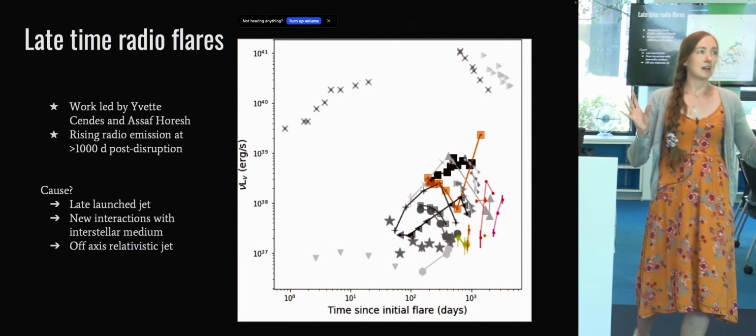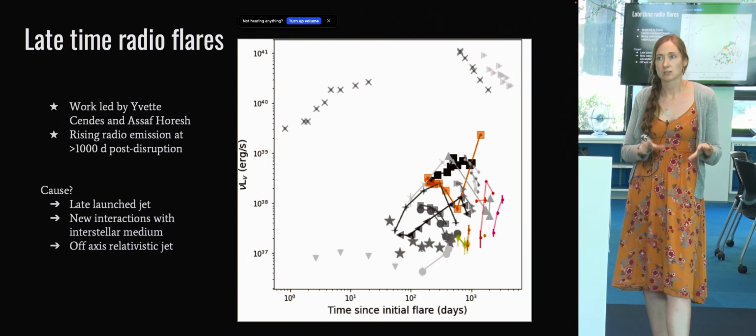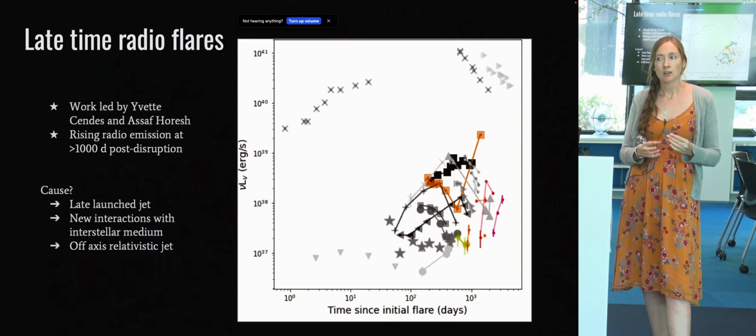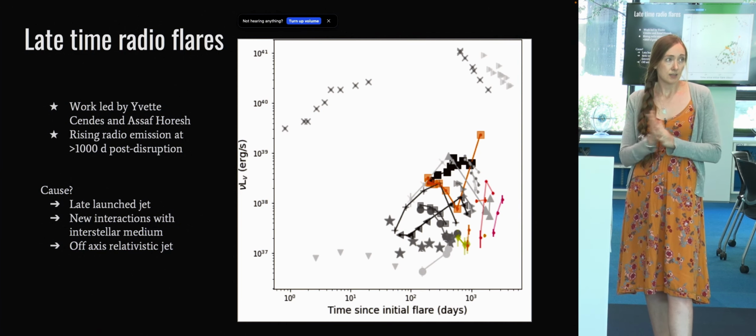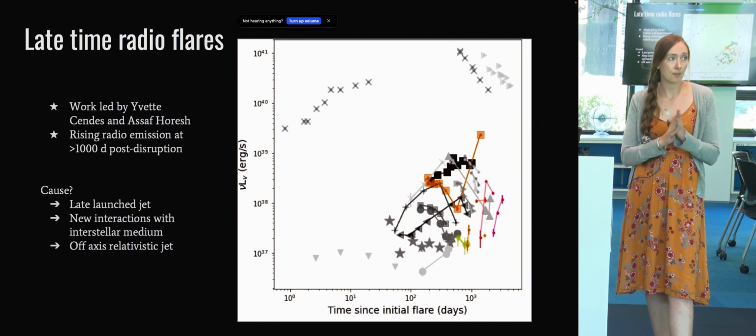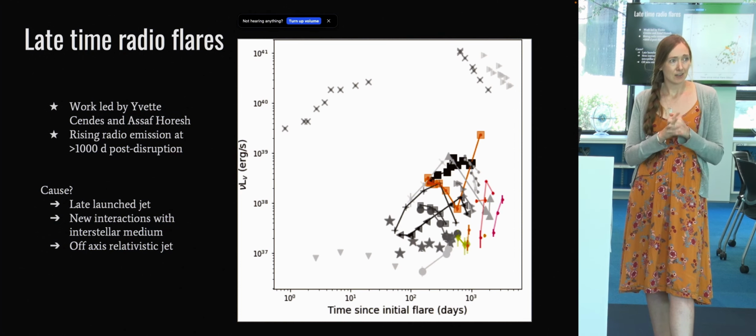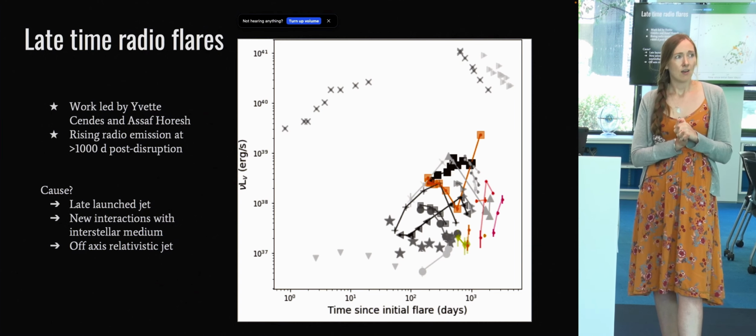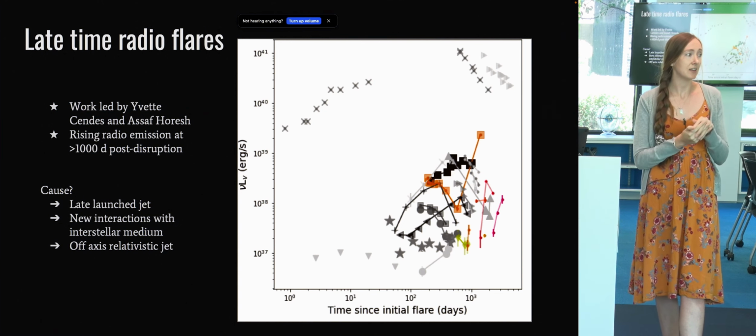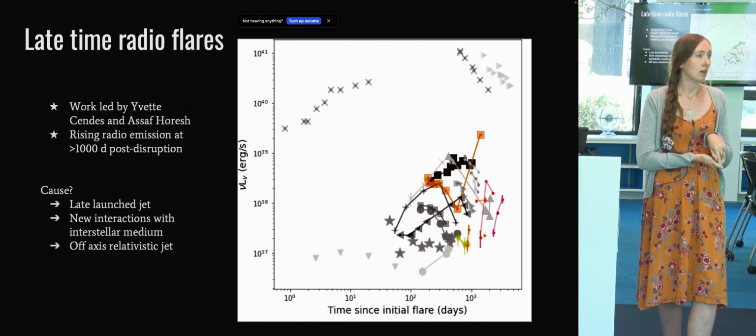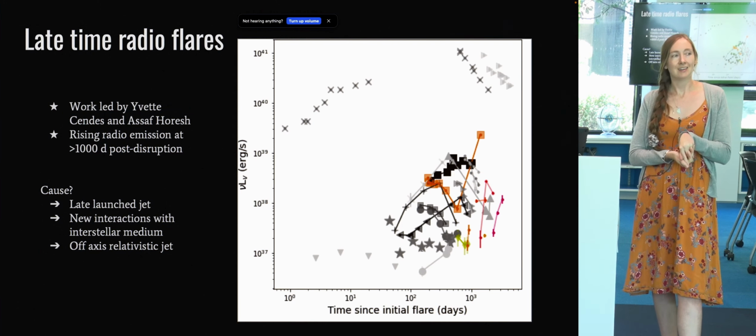So these are called late time radio flares, and they were really discovered in the last 3-ish years, I want to say. And this is work mainly led by Yvette Senders and Asaf Horesh. And so you can see we have these events, the ones that I've highlighted in colour here, that are rising very quickly, more than 1,000 days post-stellar disruption. So this is very difficult to explain.